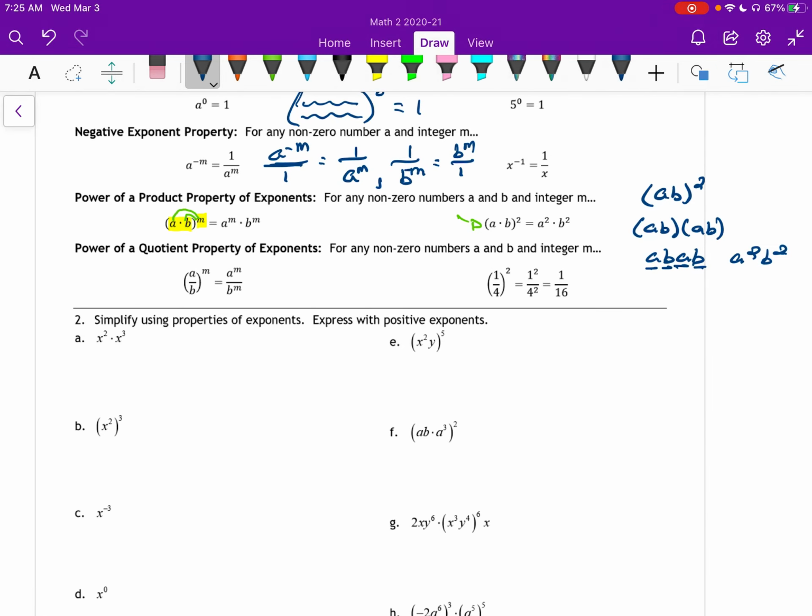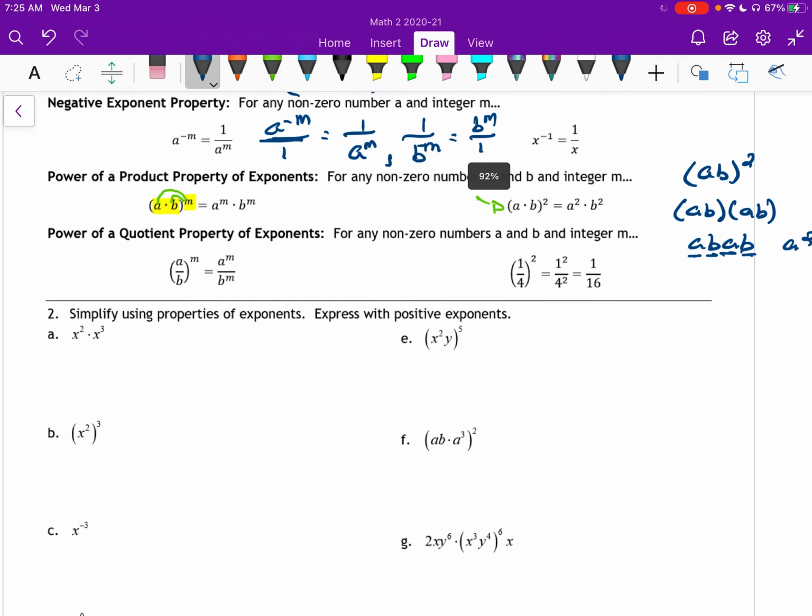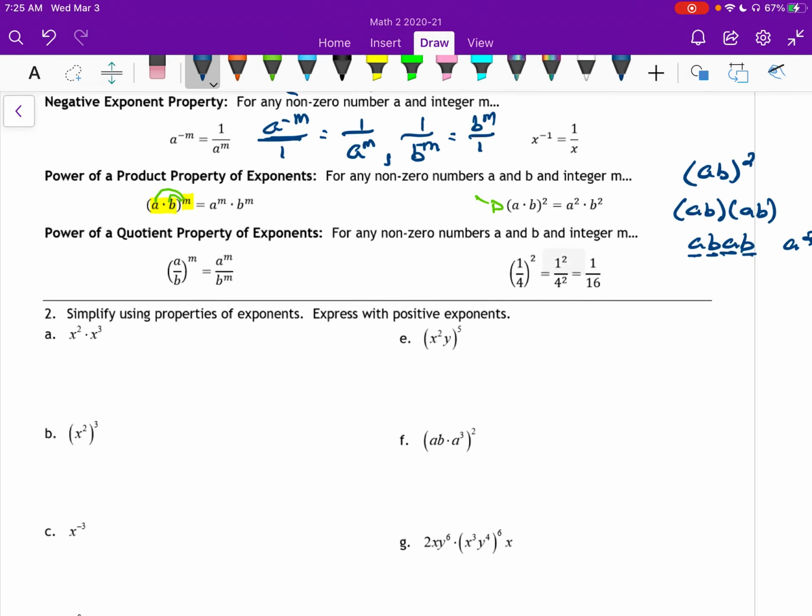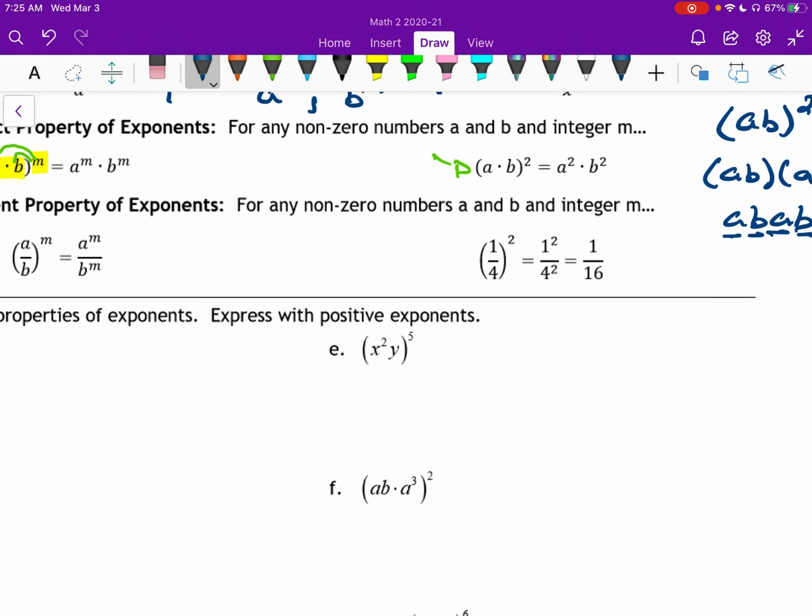Power of a quotient property means that if you have a fraction to an exponent, a over b to the m, you can distribute that m, that exponent, to the top and to the bottom. So if we had 1 over 4 squared, you distribute the 2 to the 1 and to the 4.